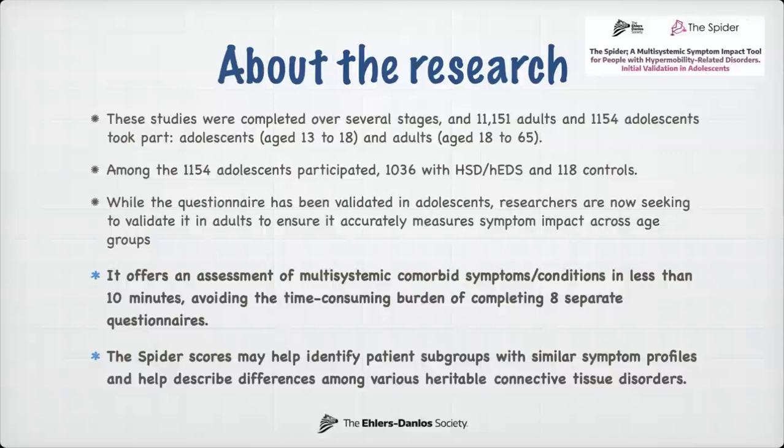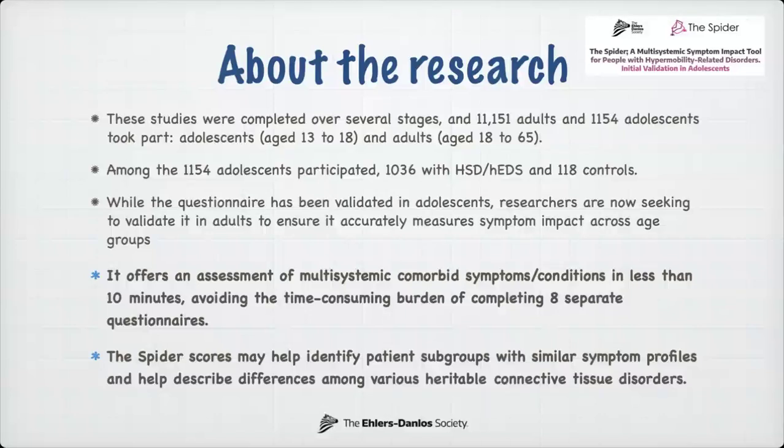It offers really a great assessment of the multisystemic conditions and symptoms in less than 10 minutes. So it's pretty easy to fill out. It avoids the time-consuming burden of completing 8 separate questionnaires. And don't forget, when I mentioned 8 separate questionnaires regarding the domains, it's not as easy to fill out a questionnaire to define if you have chronic pain, chronic fatigue, or gut disorders. So it's just an objective measure to see if there's a number causing an issue, and not everybody will be perfectly fitting into any questionnaire.